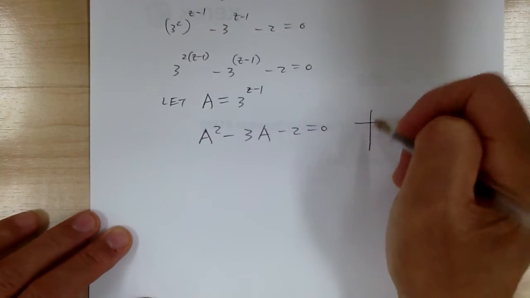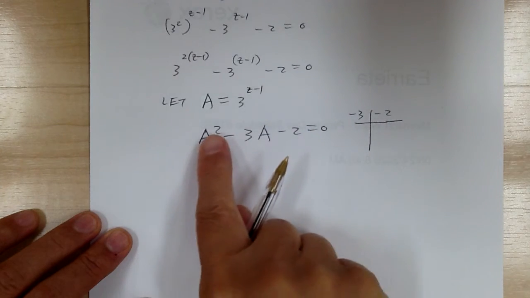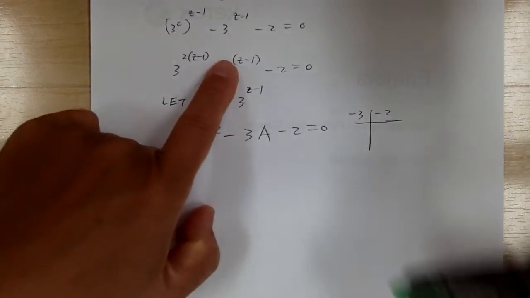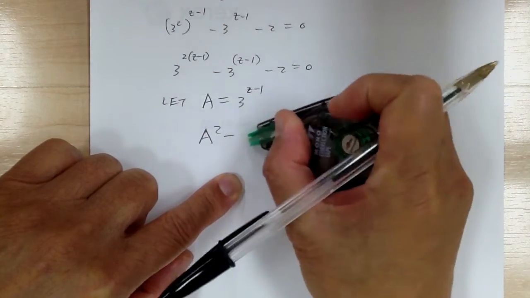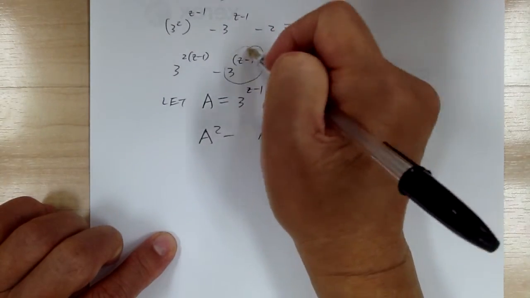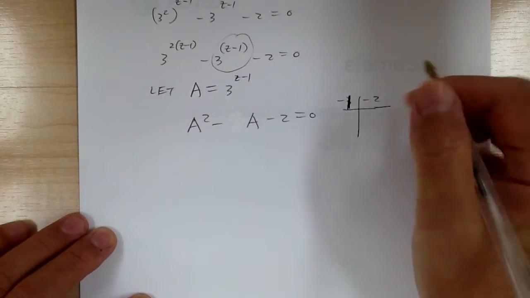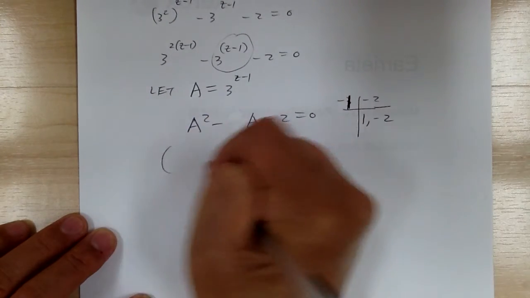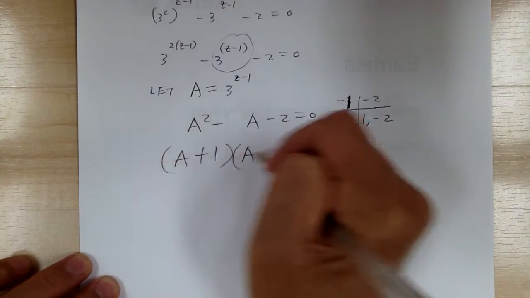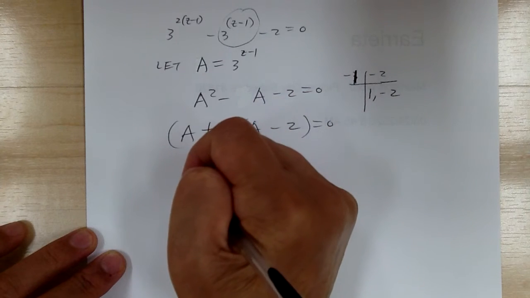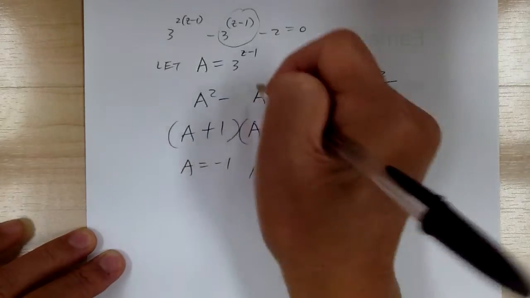So let's go and do the solving. So you got negative 3, negative 2. Oh, wait. This is just a. Yeah, to be careful. So this whole thing is a. Okay, so it's negative 1. So you get 1, negative 2. So you got a and a. So it'd be plus 1 minus 2. So you got a equal to negative 1, a equal to 2, and you put it back.